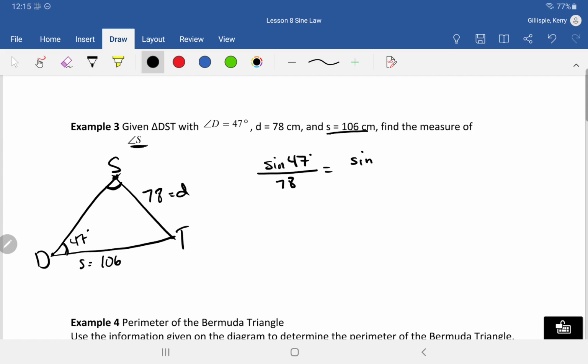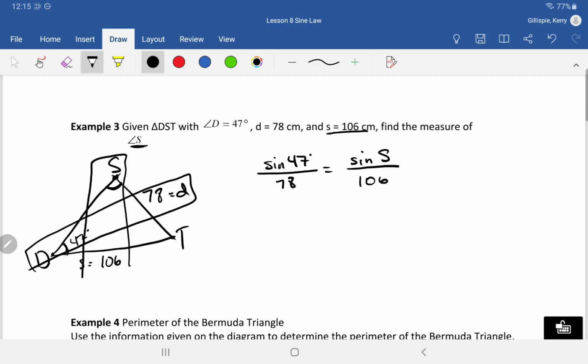So notice I didn't even write the formula because I just know that these are going to pair across from each other, so writing out the formula is not always necessary. Sine of S pairs across with 106. So I'm just pairing this and pairing this. All I have to do now is multiply by 106 because if something's being divided by 106, we cancel it by multiplying. In this case, a whole number of 106 comes in front of sine 47. So we actually write it as 106 times the sine of 47 divided by 78.